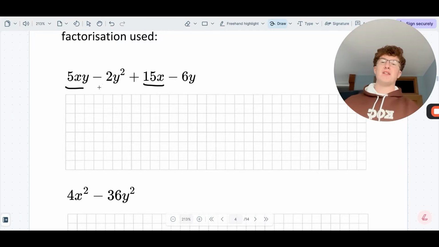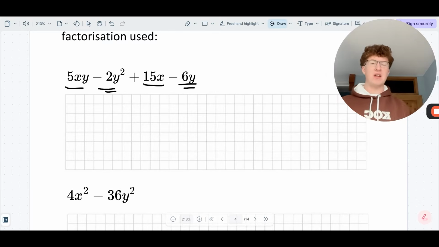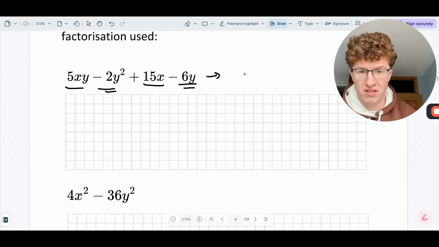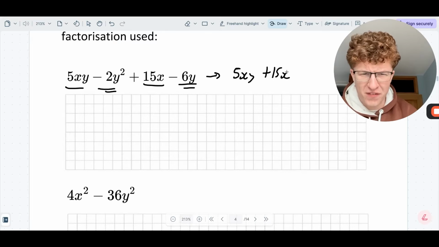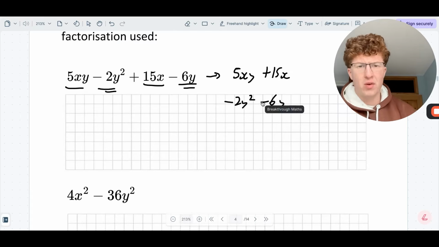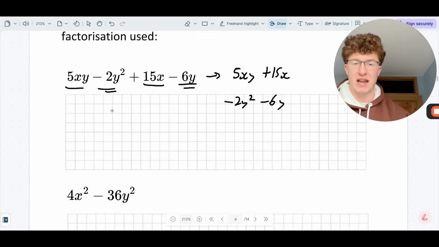Same here. This minus 2y has a lot in common with the minus 6 here. They have a minus 2 in common and a y in common. So we're going to be changing the expression to group like terms. So we have 5xy plus 15x. Then we're going to have the minus 2y squared minus 6y. We're just going to separate them. We want to group the top 2 together and the bottom 2 together.